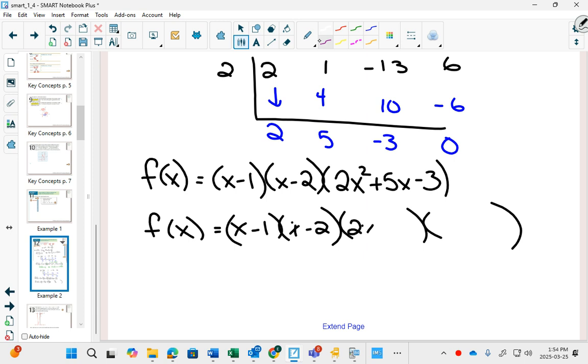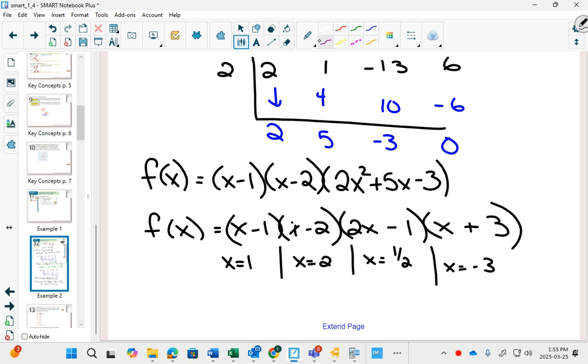Only way to get 2x squared would be 2x and x. My outside and inside needs to make 5. I'm going to put a 3 here, 6 and 1. I need a plus 5, so plus 6 minus 1. Double check if I still get the minus 3. And now I found my 4 x-intercepts. x equals 1, x equals 2, x equals 1/2, and x equals negative 3.